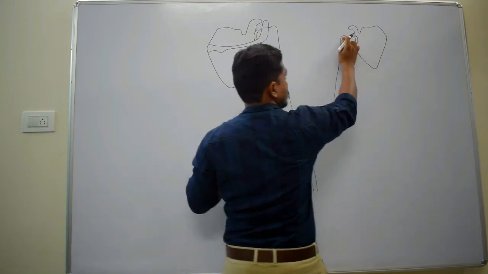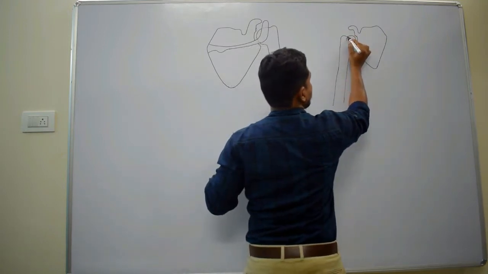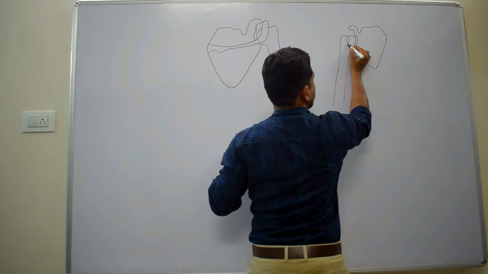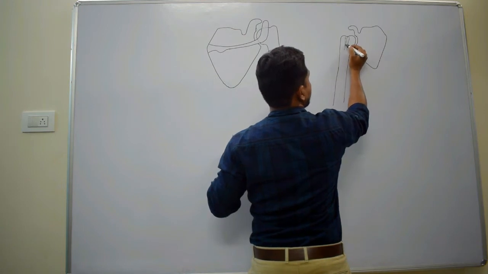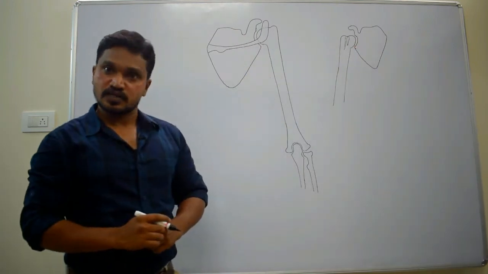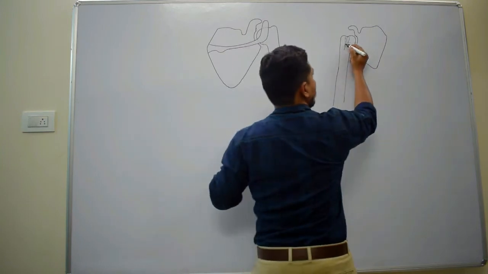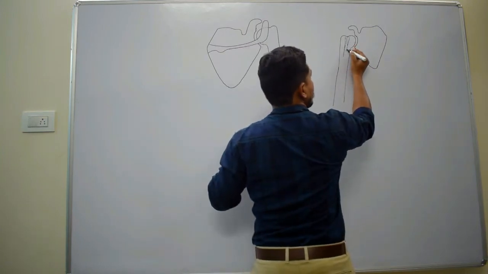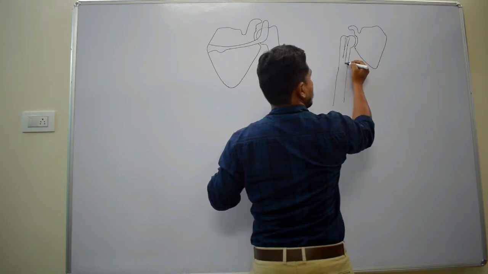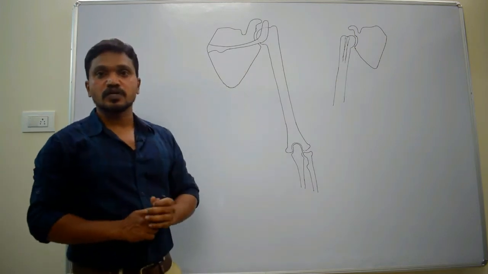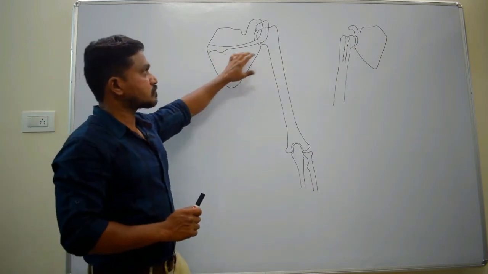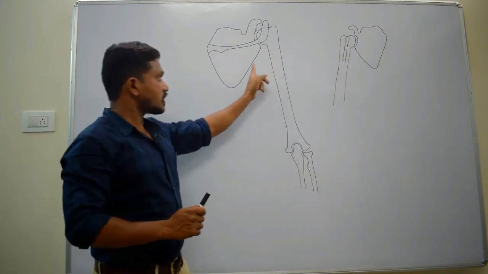Along with the greater tuberosity, here you can find one more tuberosity. What is this tuberosity? Lesser tuberosity. So, this is the lesser tuberosity, this is the greater tuberosity. In between these two, you can find one sulcus. This sulcus we call the intertubercular sulcus. The intertubercular sulcus has a lateral lip and also a medial lip. So, here I am drawing the medial lip and lateral lip. With these bony landmarks, we will discuss supraspinatus, infraspinatus, subscapularis, teres minor, teres major.